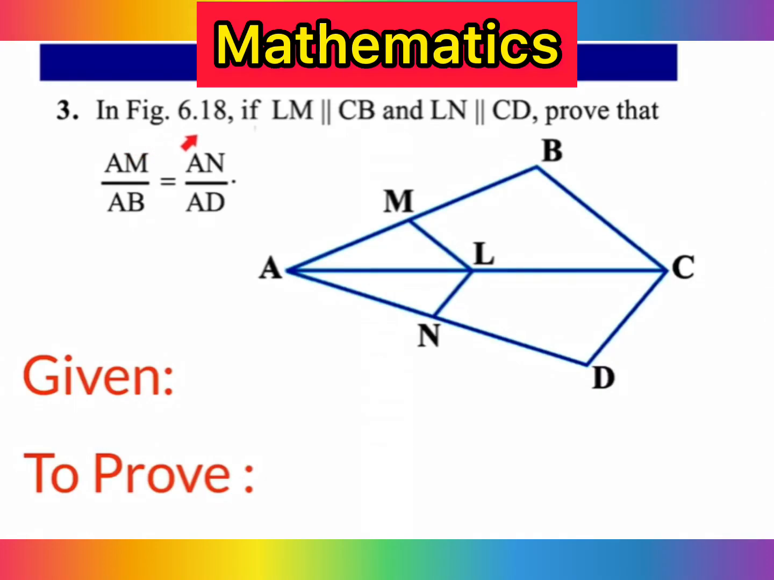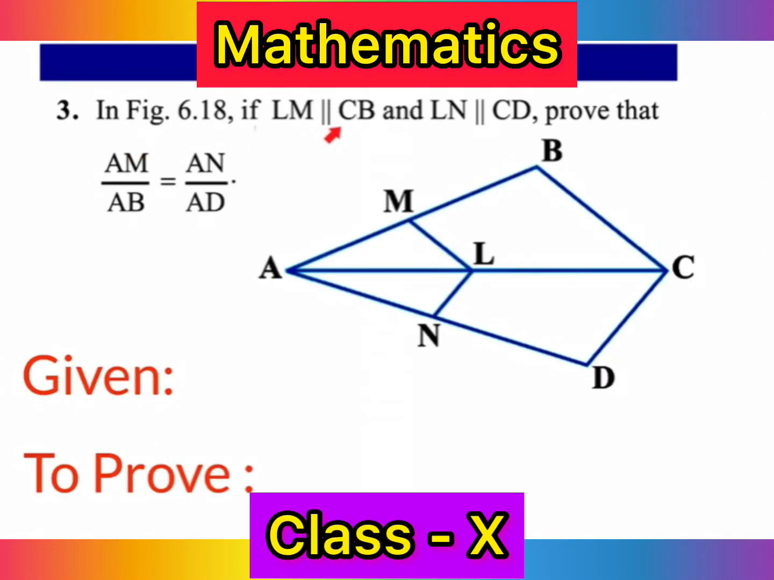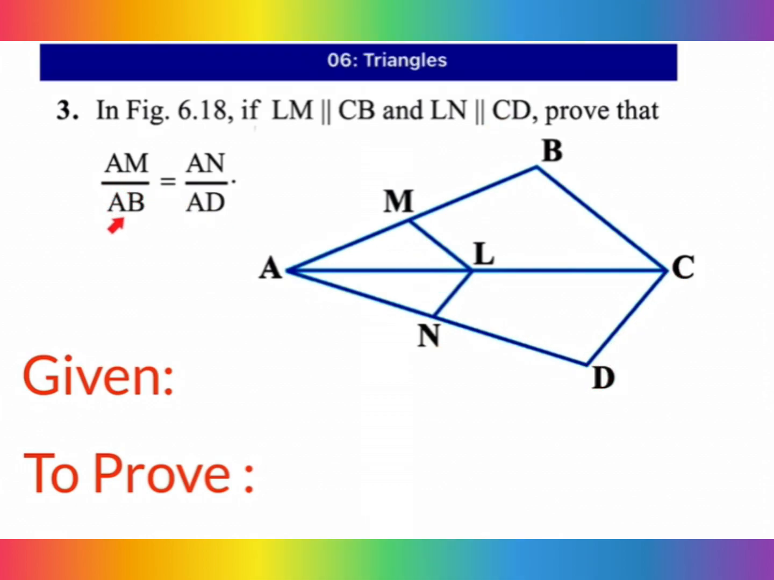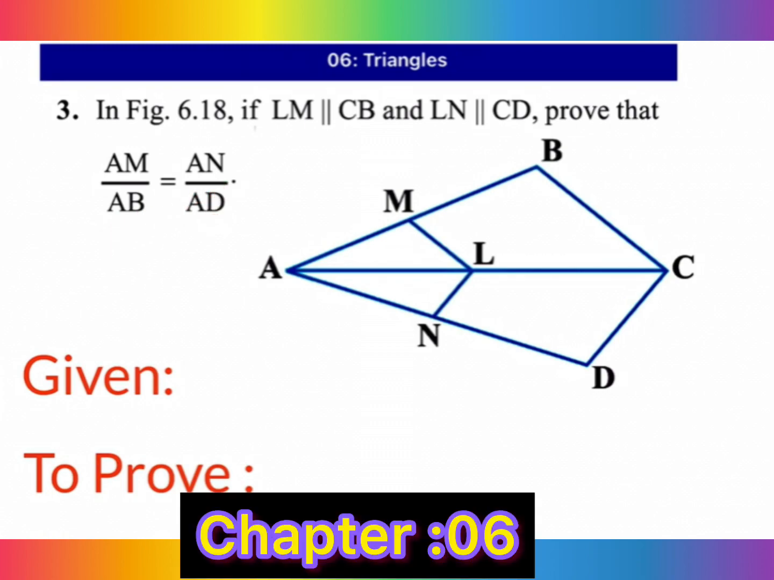In this question number 3, LM is parallel to CB and LN is parallel to CD. LM means this side is parallel to CB, and LN means this side is parallel to CD. Prove that AM divided by AB equals AN divided by AD. How can you prove? This is so easy.